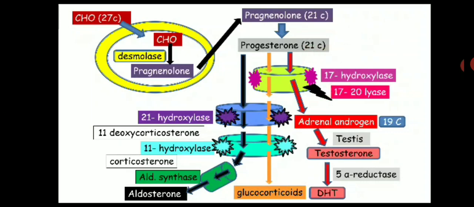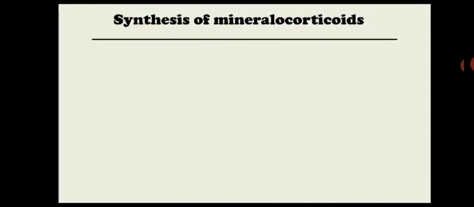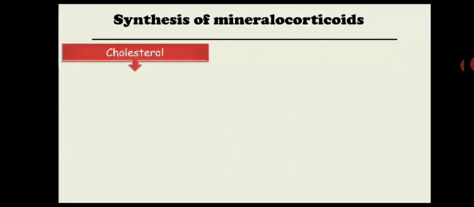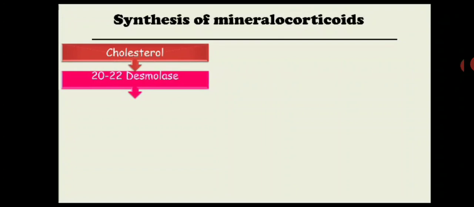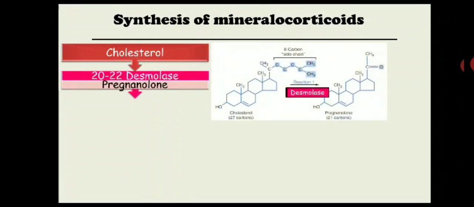Now let's understand mineralocorticoid. Let's summarize and write down how the mineralocorticoid will be formed. So the cholesterol molecule first gets cut between 20 and 22 by desmolase, or 20-22 lyase, and makes pregnenolone like this. This is the cholesterol molecule having 27 carbons, and this desmolase, or 22 to 20 lyase, will lyse this 6 carbon side chain, and we get this molecule. That molecule is known as pregnenolone, having a double bond O over here.